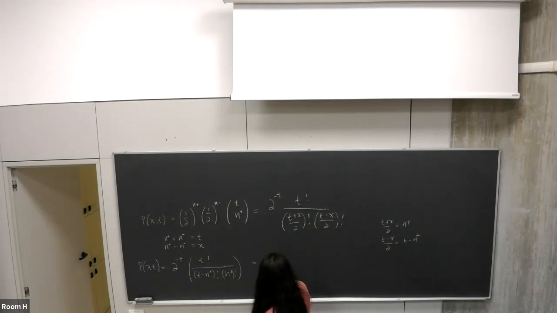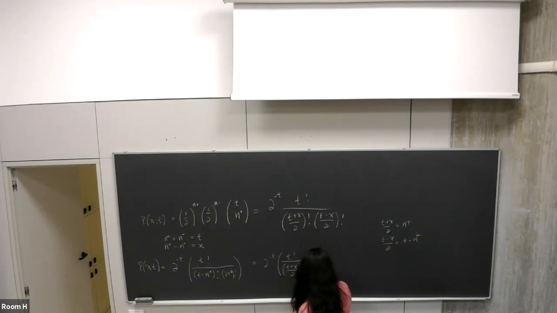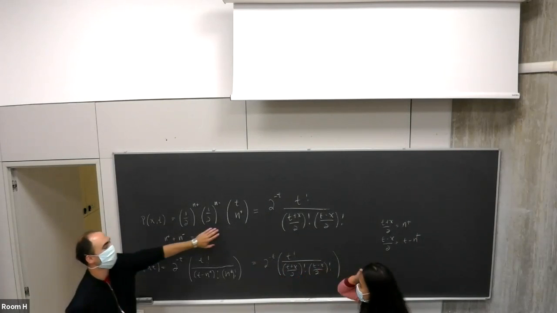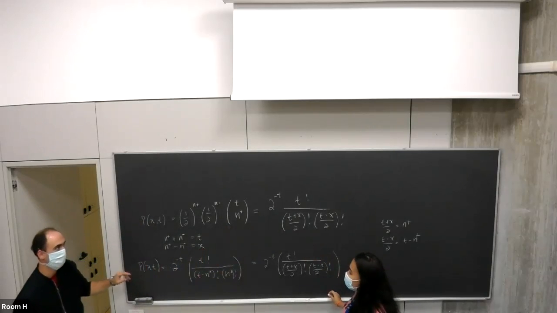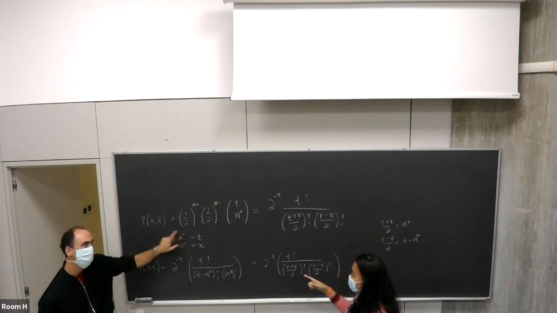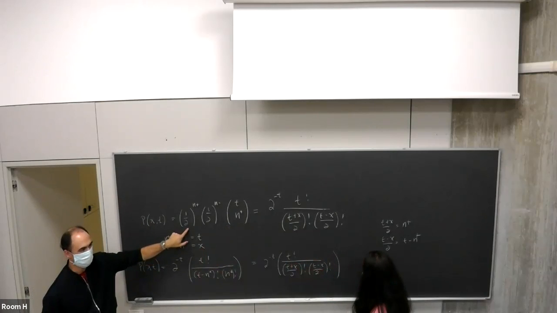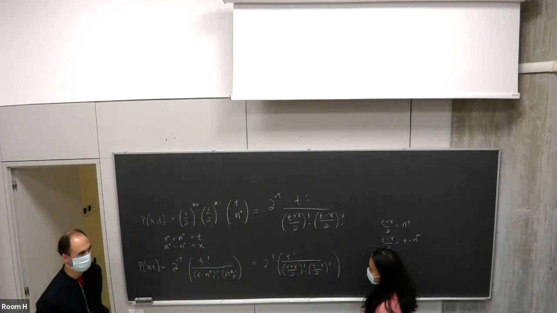So this is correct. You showed that this part is equal to this. It's clear, no? But now my question is about this part. Why did I write this? What is the logic behind it?